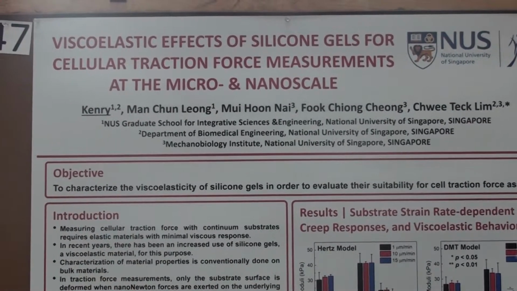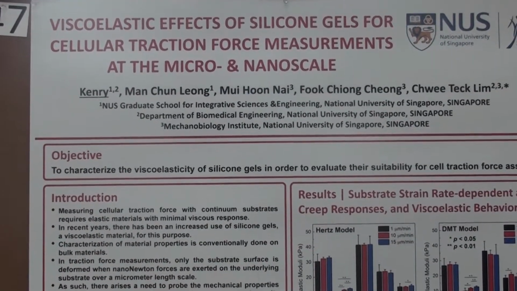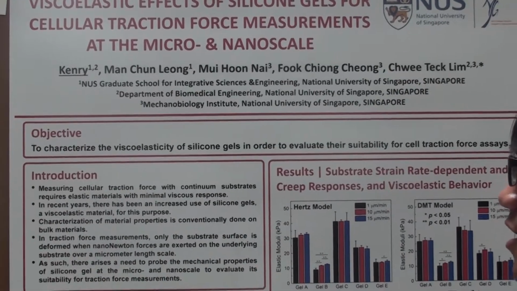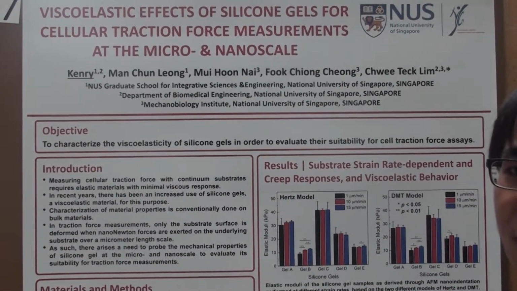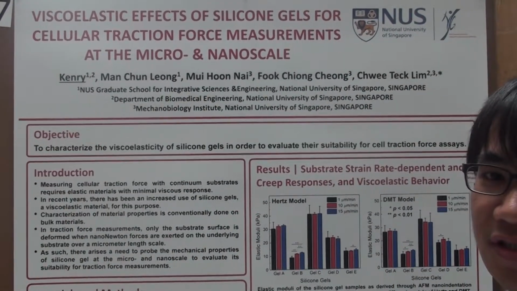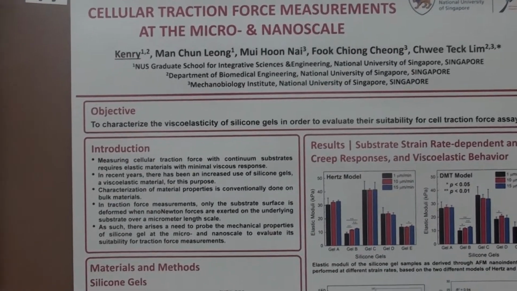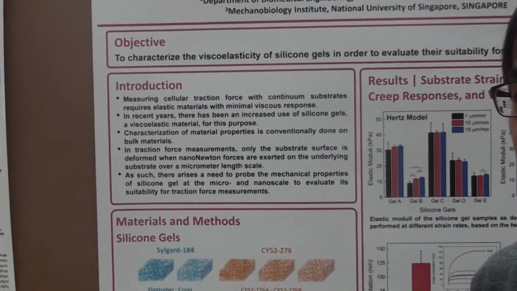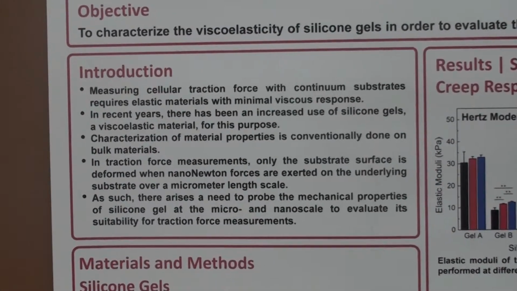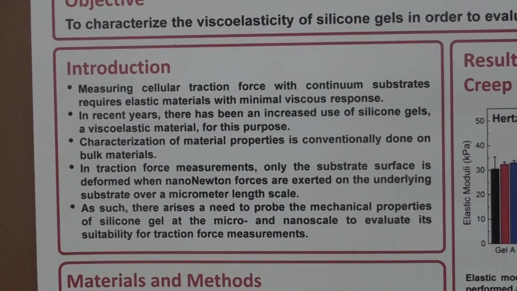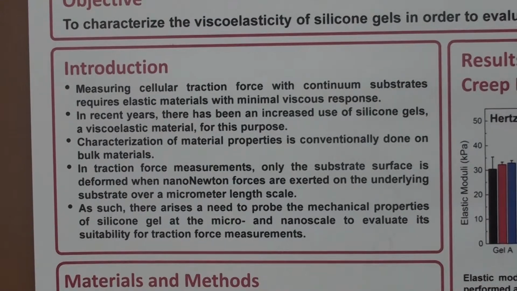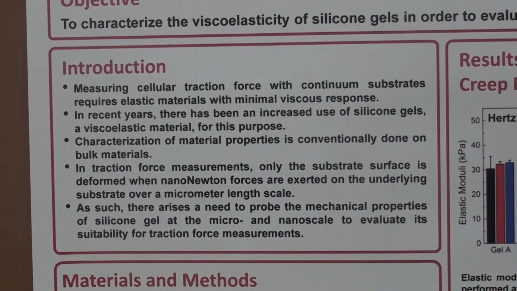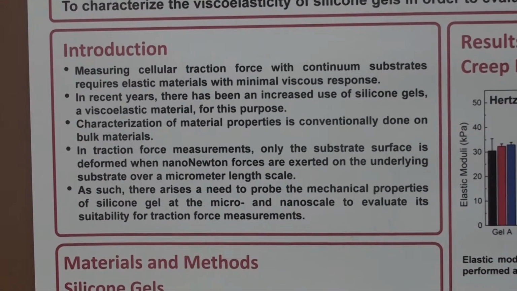So basically, the objective of this project is to characterize the viscoelasticity of silicon gels in order to evaluate the suitability for traction force measurement. So normally when people want to measure traction forces, people tend to use elastic materials with minimal viscous response. However, in recent years, there has been increased use of silicon gels, which are viscoelastic materials, for this purpose.